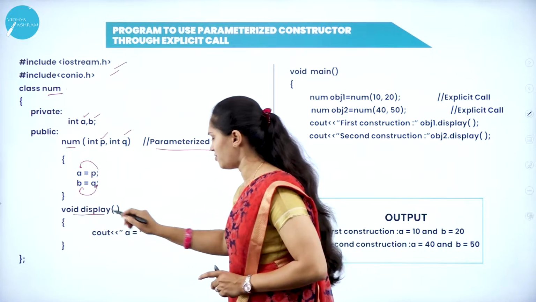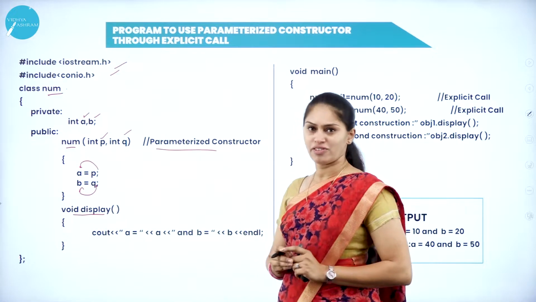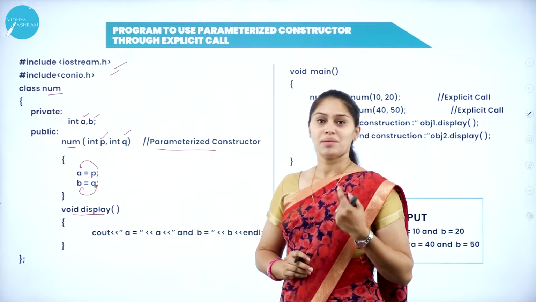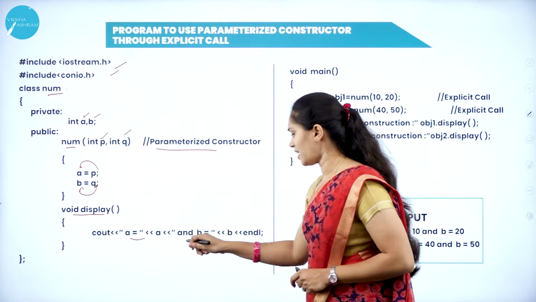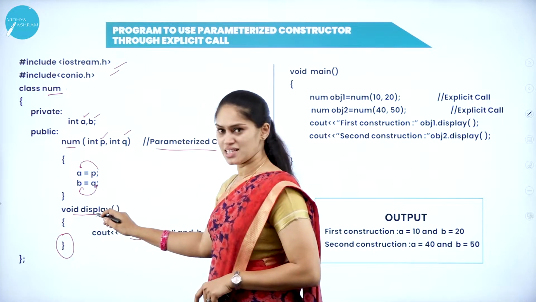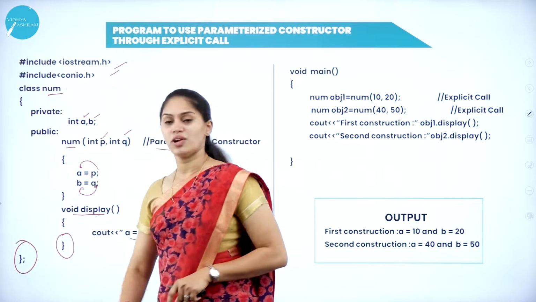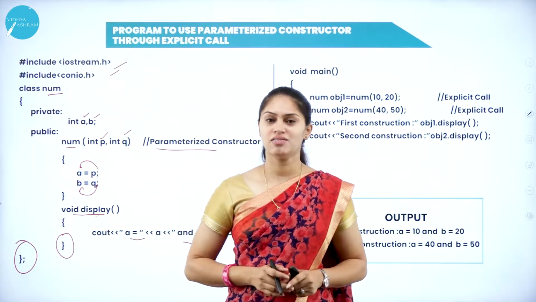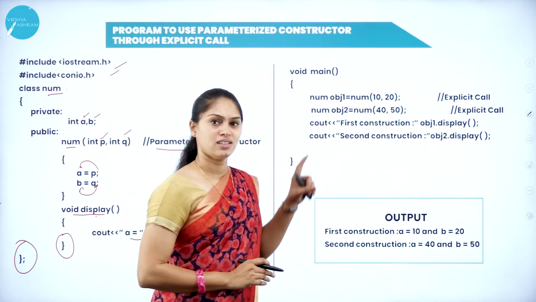Again, I have a display function. In this display member function, I'm going to display the content of A and B. After that, I'm going to close the scope of this void display function as well as end the scope of the class, which is the same as the previous program.